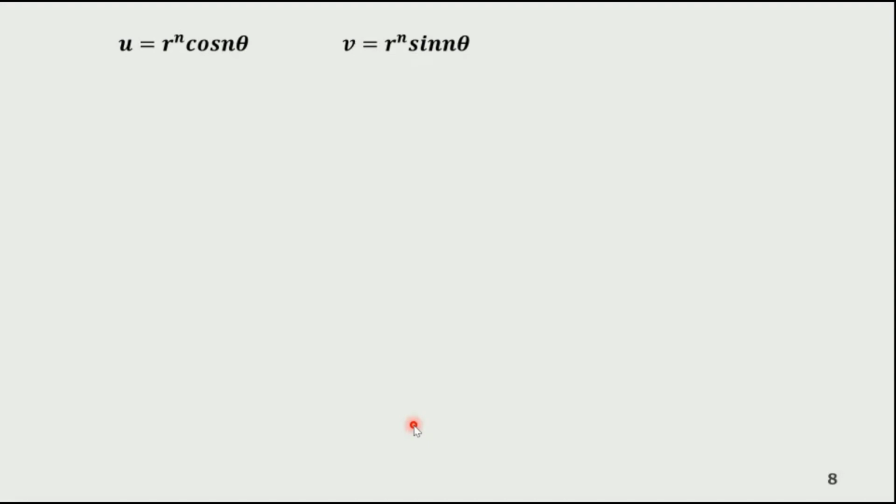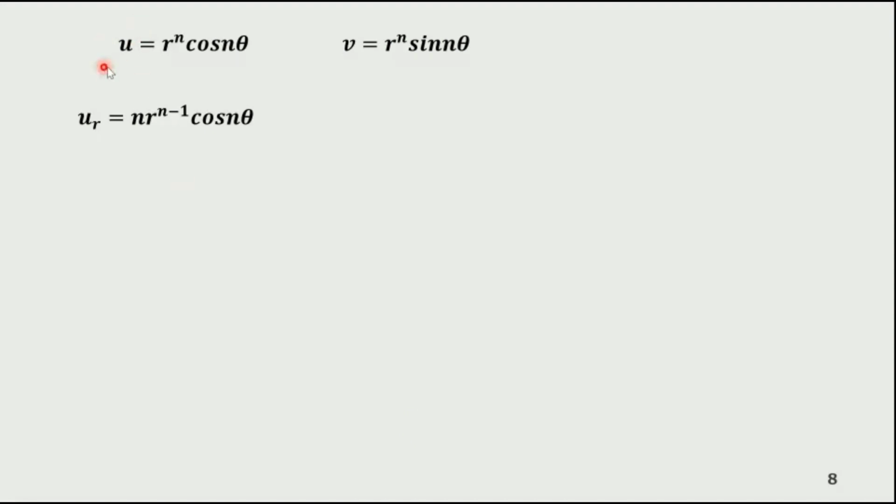Calculating or differentiating U and V partially with respect to R and theta. Calculating UR, U theta, VR and V theta. We have to check whether the CR equations are satisfied. So U is equal to R raised to N cos N theta, V is equal to R raised to N sin N theta. So what will UR be?